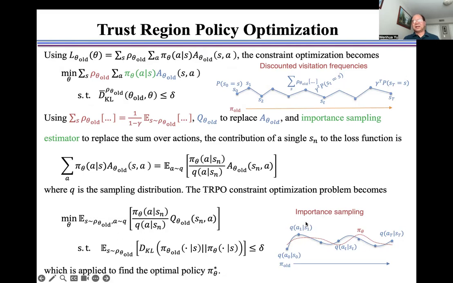And this is the explanation of importance sampling, which is applied to find the optimal policy pi theta asterisk.